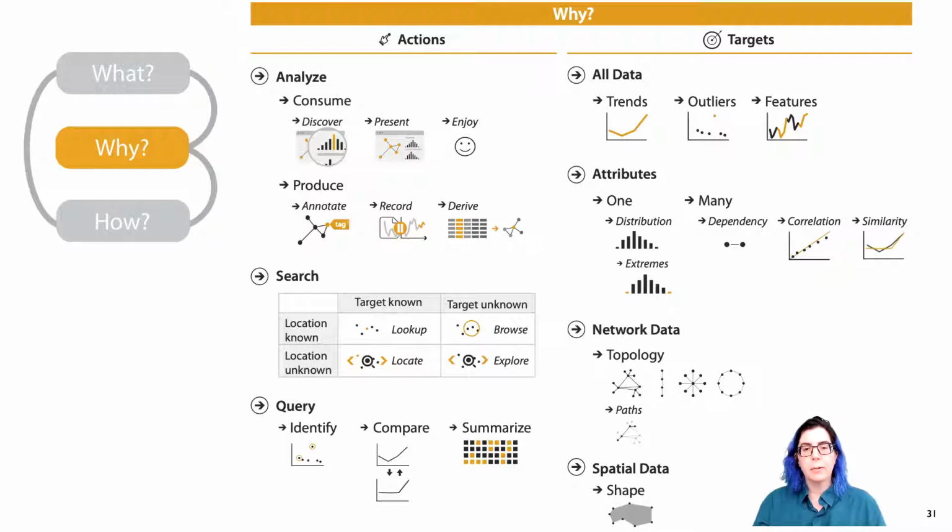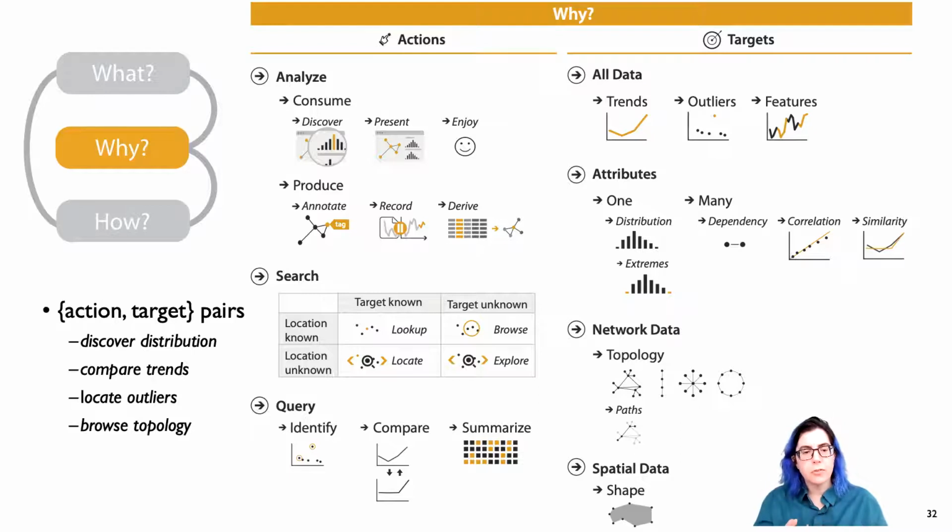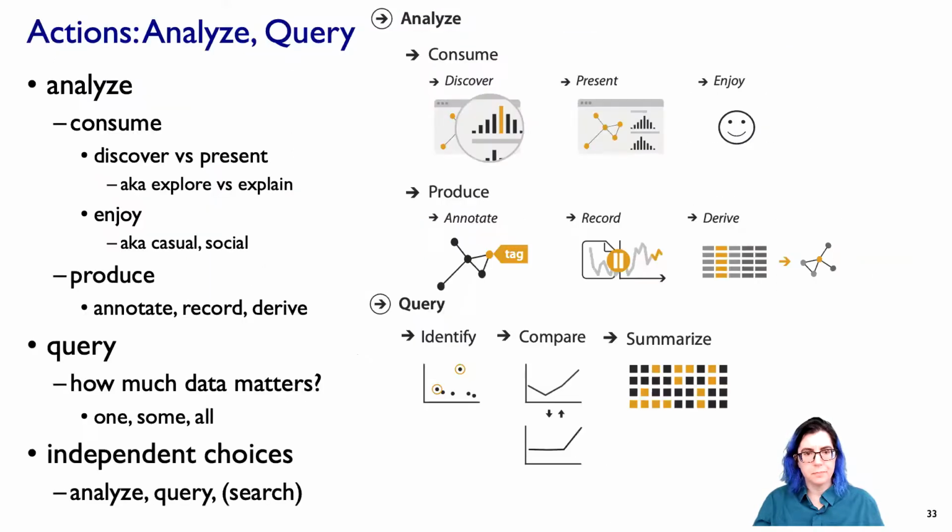So let's talk briefly about the why, now that we've seen a little bit of the what. So how can we have an abstract vocabulary for talking about the kinds of things people do? One thing you might notice already from this diagram, although there's a lot there, and we'll be walking through it, on the left we've got actions, and on the right we've got targets. And if you look at a lot of descriptions of visualization, you'll see a lot of these action target verb-noun pairs, like discover a distribution, or compare trends, or locate outliers, or browse topology. So these are very common, and we're going to try to have a vocabulary of both the action verbs and the target nouns. So let's take a slightly closer look at that.